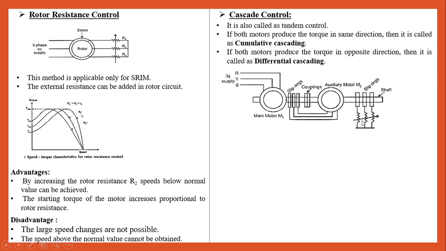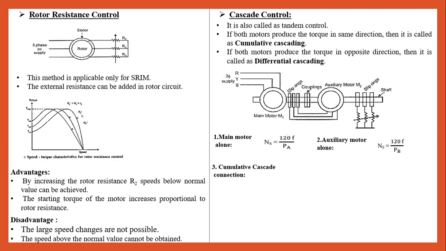By varying the rotor resistance of slip ring M2, we can vary the speed of auxiliary motor so that we can vary the speed of main motor, because both main motor M1 and auxiliary motor M2 are coupled mechanically. We can get four various types of speed. If main motor alone runs, Ns is equal to 120F by Pa. Pa is number of poles in main motor. If auxiliary motor alone, Ns is equal to 120F by Pb.